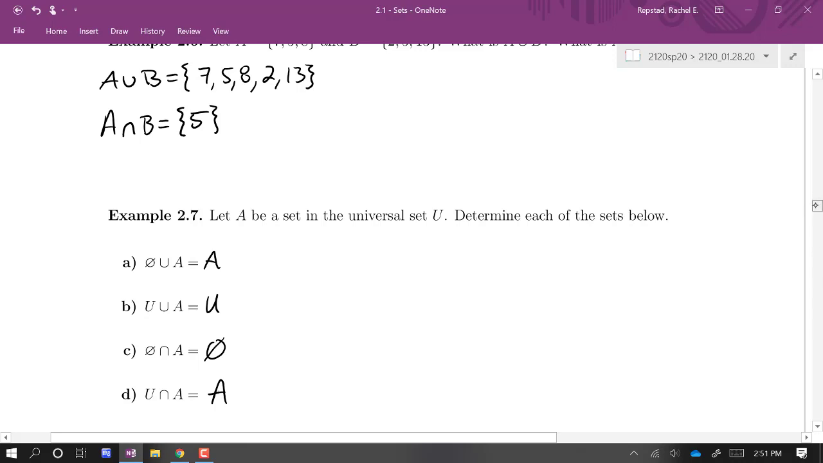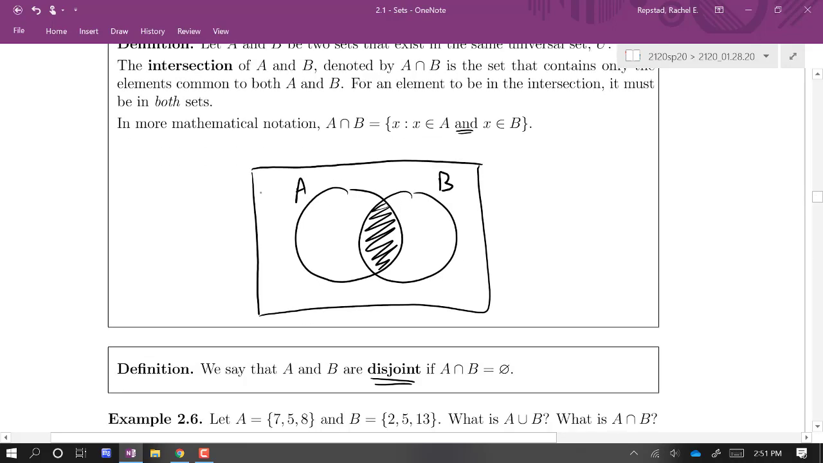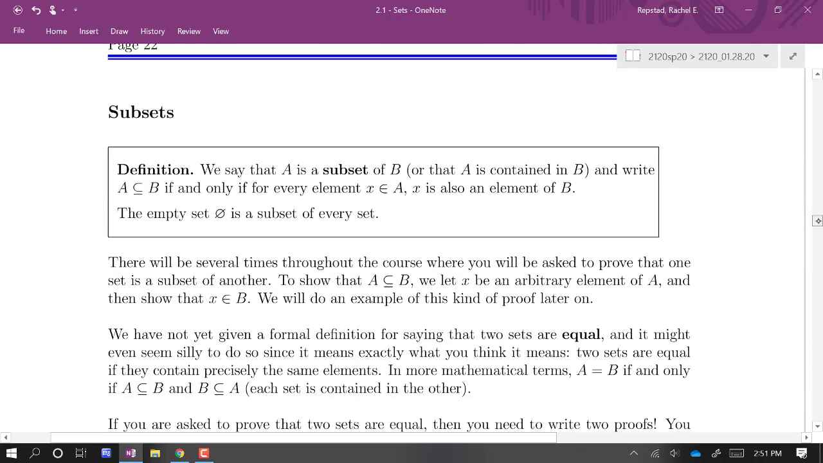In these definitions for union and intersection, I started with a box that I put the circles in for A and B. The box really is the universe. That's what we think of as the universe. The universe fits in that box right there.